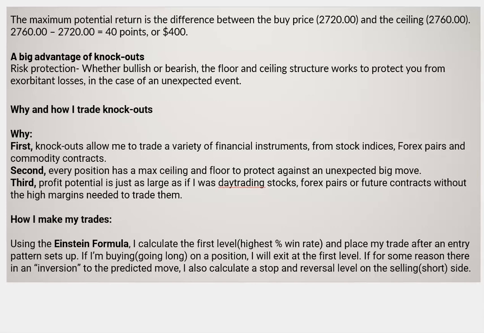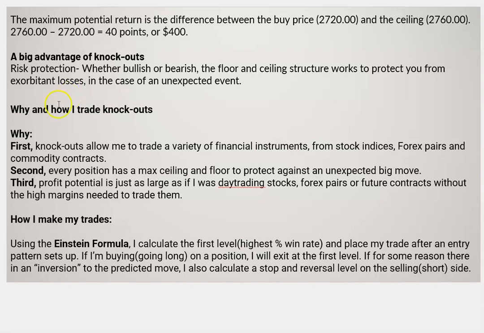Okay, so the maximum profit potential and the difference between the buying price, 27.20, and the ceiling, 27.60, is 40 points or $400. A big advantage of knockouts: risk protection. I keep going over this because this is important. This is the advantage you have over just if you're a futures trader, or you like to trade Forex, or maybe you're a stock trader, which I prefer to trade the indices. This is what I love about these knockouts is risk protection. Whether bullish or bearish, the floor and ceiling structure works to protect you from exorbitant losses in the case of an unexpected event. And yes, there will be unexpected events that happen. Not very often, but they do happen.